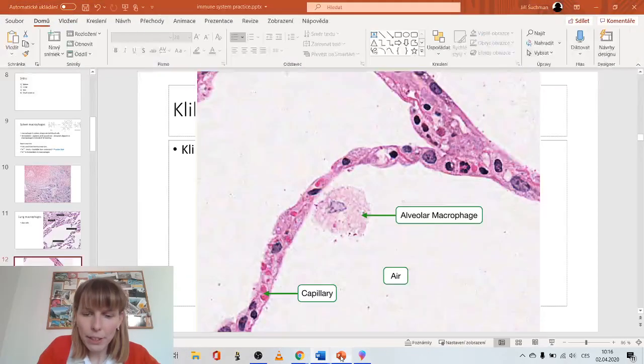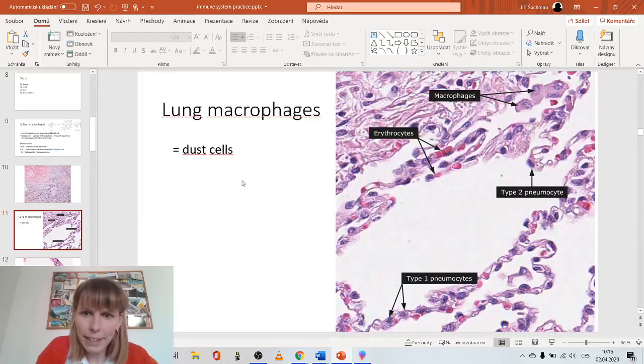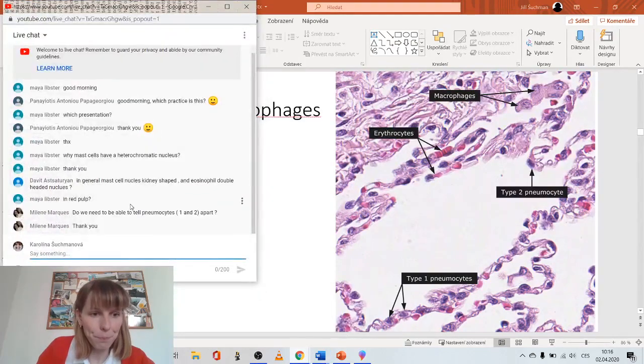And in the presentation here, the pneumocytes type 1 are more squamous, type 2 sort of bulging into the alveolus, but sometimes it's quite hard to tell. I agree, but you can always find some nice example where the difference is really apparent.